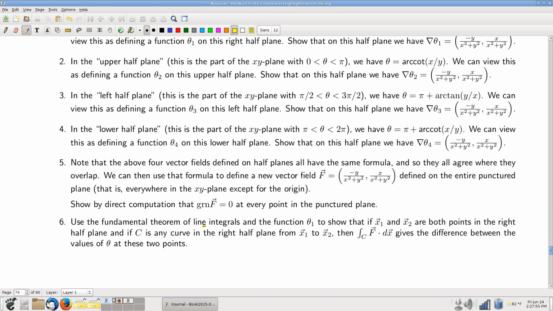Starting off, x1 and x2 are both points in the right half plane, and C is any curve in that half plane from x1 to x2. Then this line integral gives the difference in the values of theta. All right, so you okay with this part, or do you want me to talk you through this part? Why don't I talk you through this part? Okay.